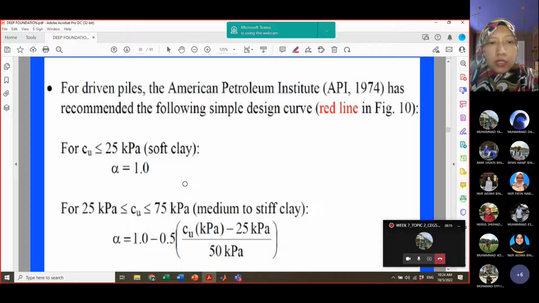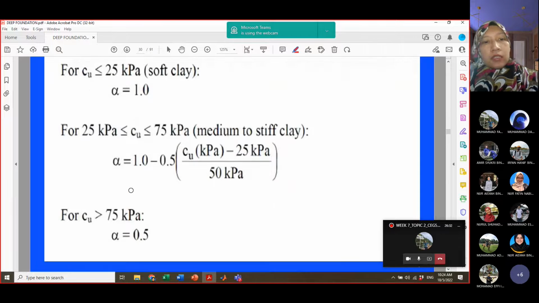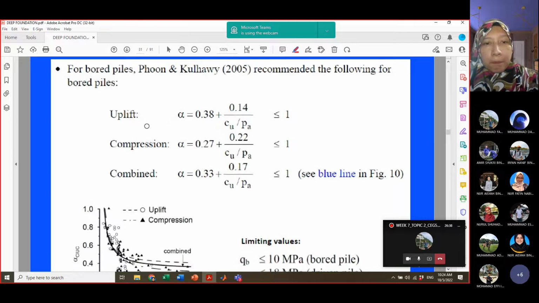Ada juga recommendations given the idea how to obtain the alpha according to this one. Contohnya kalau undrained strength less than or equal to 25 kPa, so kita boleh ambil alpha sama dengan 1, ataupun in the range 25 to 75 kPa atau alpha sama dengan 0.5 kalau CU lebih daripada 75 kPa.